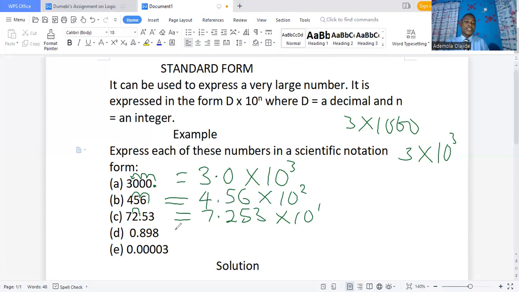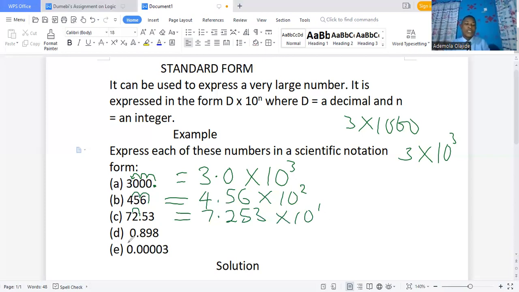For this C, the difference between the numbers from A to C and the ones between D and E is that numbers A to C are numbers greater than 1. If you look at all the numbers, they are greater than 1. That is why all the powers of 10 here are positive.